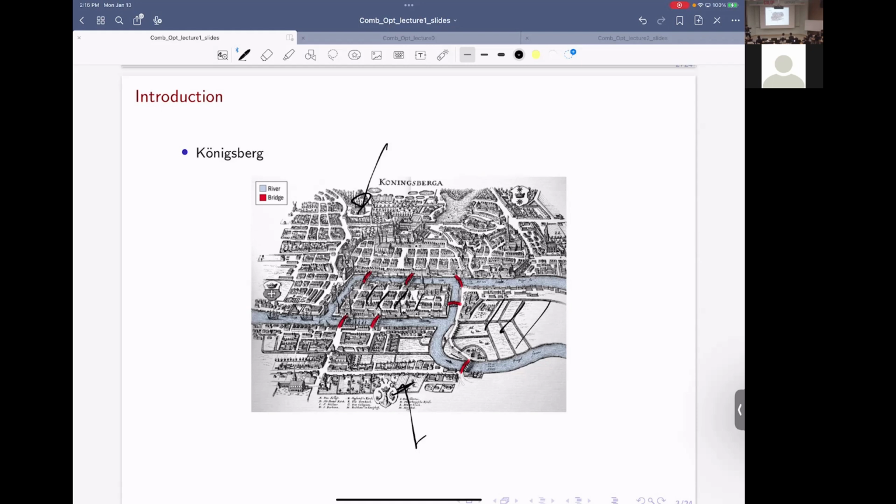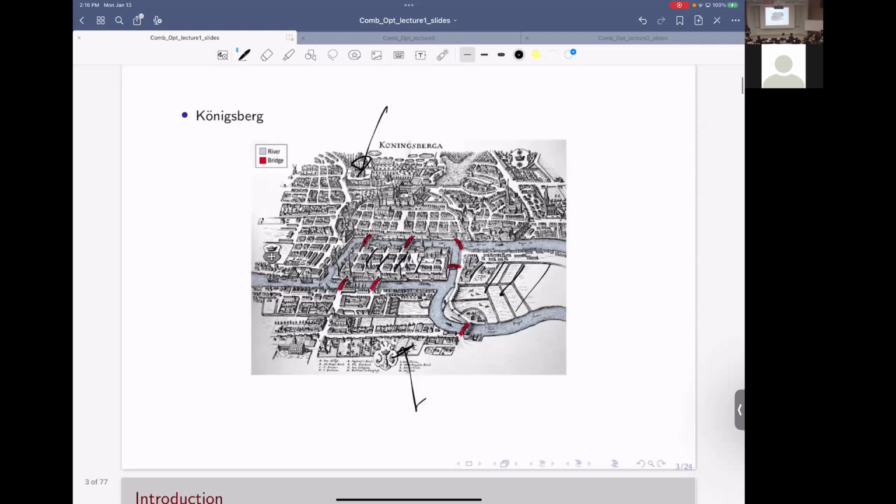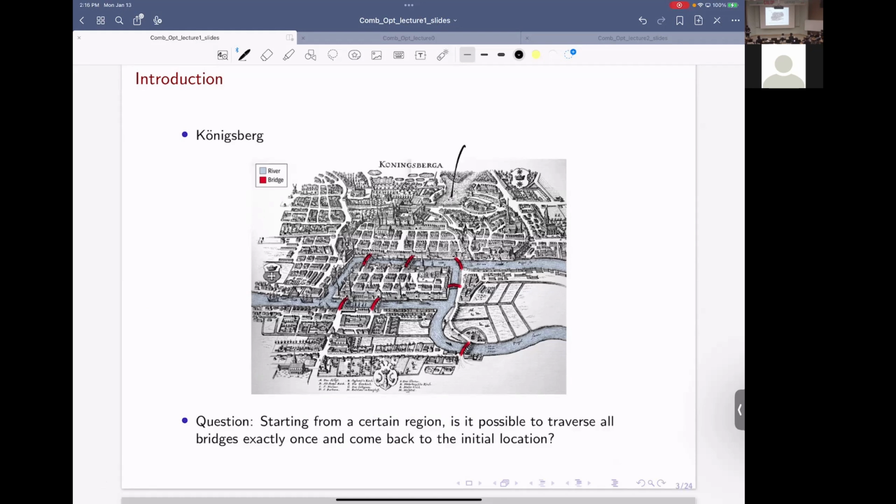I did my PhD at Carnegie Mellon University, located in the city of Pittsburgh in the US, which has the same kind of landscape. Anyway, there are many bridges connecting different regions of the city, and the question is the following. I want to start from, let's say, the north, where my house is located. I want to travel in this city by crossing each bridge exactly once, not twice or three times, and not zero. If I cross a bridge, I don't want to come back. So you traverse each edge exactly once, and then I want to go back to the same location.